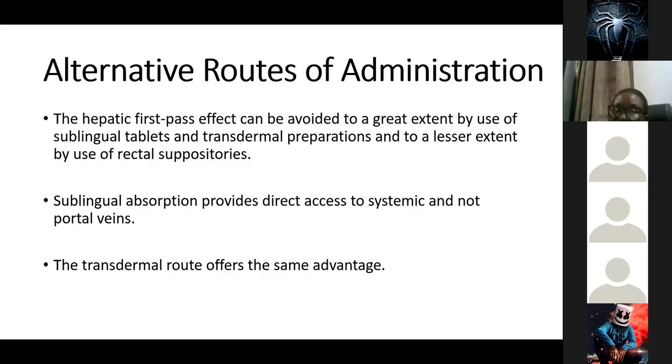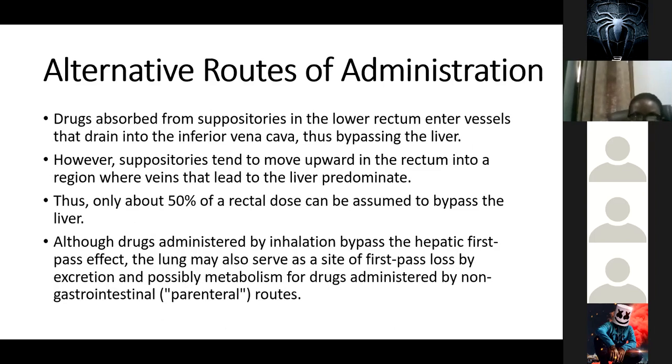And then the rectal suppository. The problem with the rectal suppository is that some of the blood vessels around the lower rectum enter the liver, the portal circulation. Some go straight into the inferior vena cava, bypassing the liver. So when you give a dose rectally, only about 50% of it will bypass the liver. The rest will go through the liver before reaching the systemic circulation.